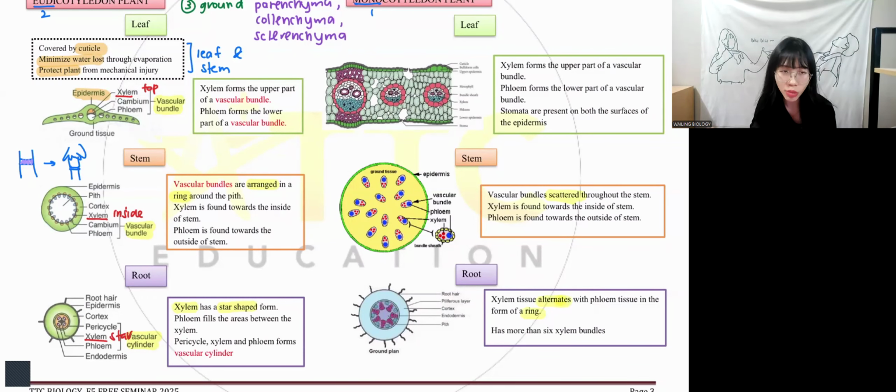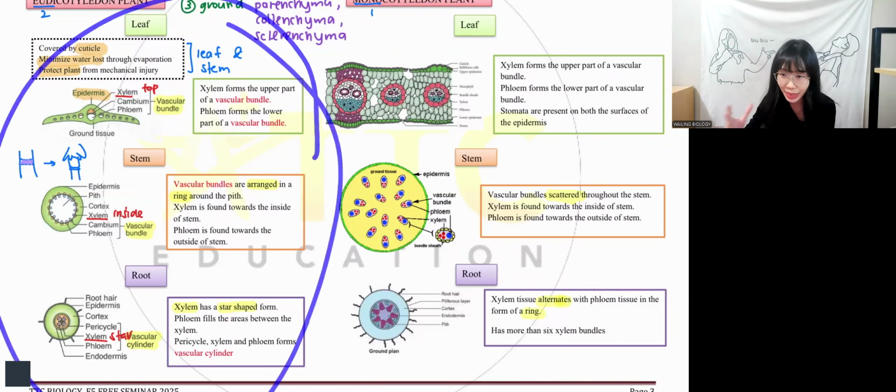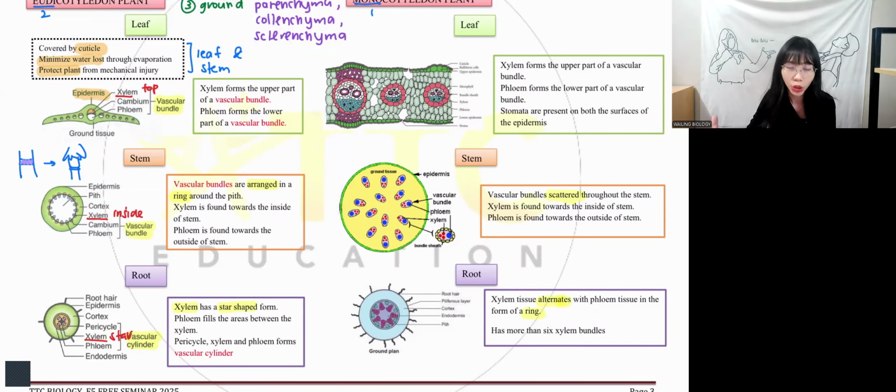So this is the difference between monocot and eudicot. In exam, sometimes they will ask you to write the differences. But eudicot is the one you have to understand the most because they always ask about eudicot. Okay? Anybody has a question to ask on this page?